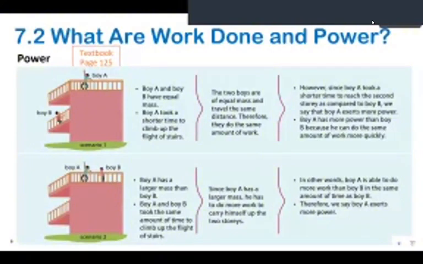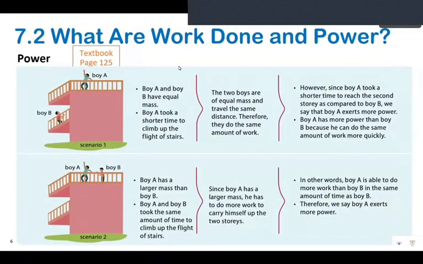Next, we'll move on into power. We are going to take a look at two different scenarios. In the first scenario, boy A and boy B have the same mass, but boy A took a much faster time to climb up the flight of stairs. Since the two boys have the same mass and they travel the same distance, up the flight of stairs, they do the same amount of work. But because boy A reaches the top faster, it takes a shorter time to finish the same amount of work as boy B. We say that boy A has more power than boy B, or boy A is more powerful than boy B, because boy A can finish the same amount of work in much shorter time.